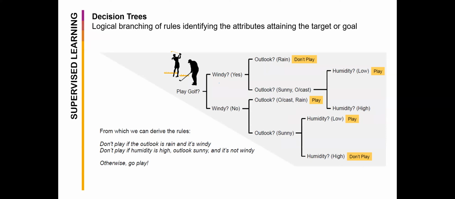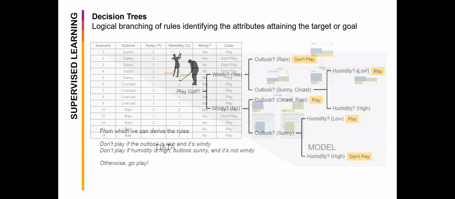You have these two decision branches, or logical branching of rules. Is it windy? Yes. Now let's look at the outlook. If it's rainy, then don't play. If the outlook is sunny or overcast, then let's check the humidity. If it's low, then we play. If it's high, we don't play. Very easy. So it's a derivation of rules.